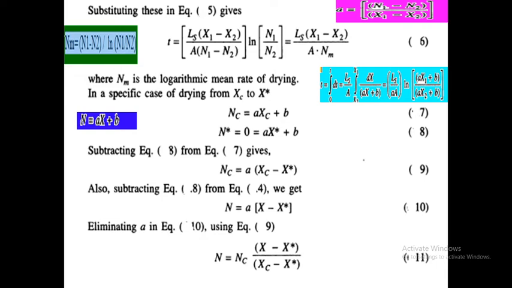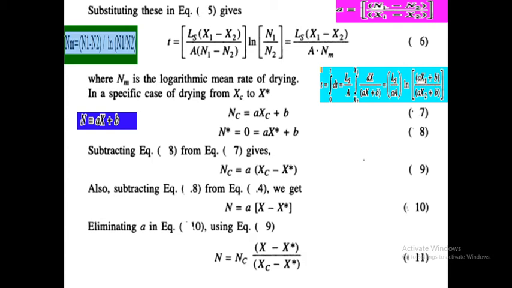The second case is the x star. So N is equal to N star, x is equal to x star. So N star is equal to a x star plus b. This is the 8th expression. For this case, N star is equal to 0. Subtracting equation 8 from equation 7: what is the 7th expression? Nc is equal to a xc plus b. The 8th expression: N star is at the equilibrium condition, there is no tendency to change, the rate of drying is equal to 0. That is equal to a x star plus b.